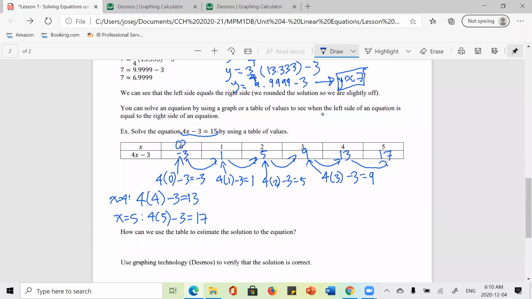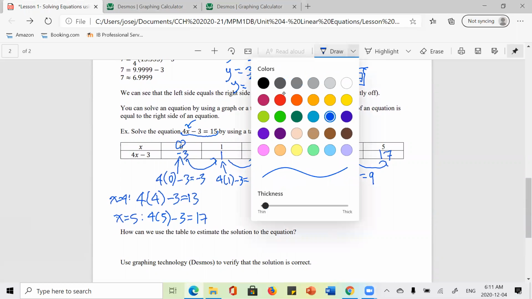Okay, so how can I use the table of values to help me estimate the answer? Well, what did the question ask us to do? The question asked us to find the value of x that would, and I'm just going to switch the color here so you can see it.